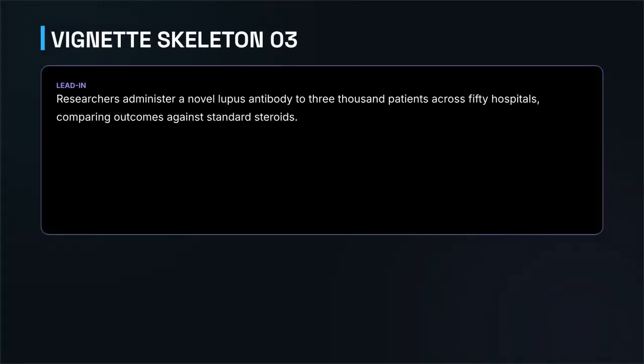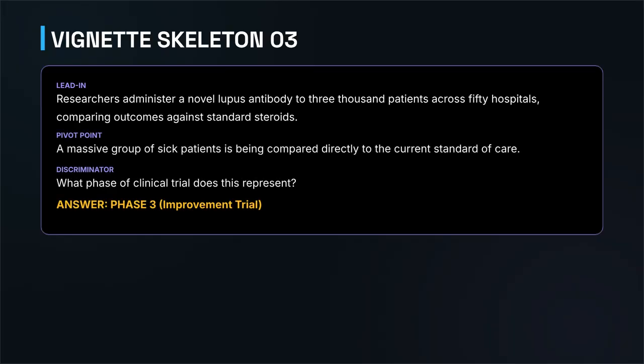Vignette Skeleton 03 rigorously tests your knowledge of trial phases. The lead-in explicitly states researchers administer a novel lupus antibody to 3,000 patients across 50 hospitals, comparing outcomes directly against standard steroids. The critical pivot point highlights that a massive group of sick patients is being compared directly head-to-head to the current standard of care.